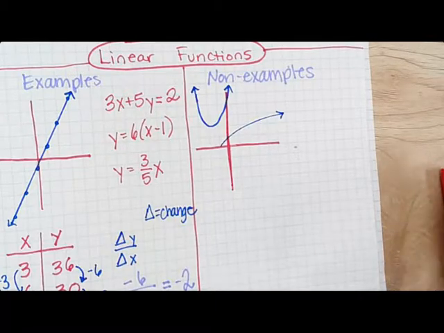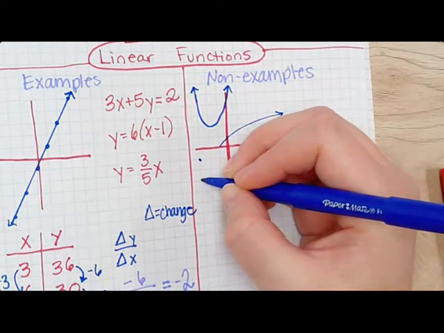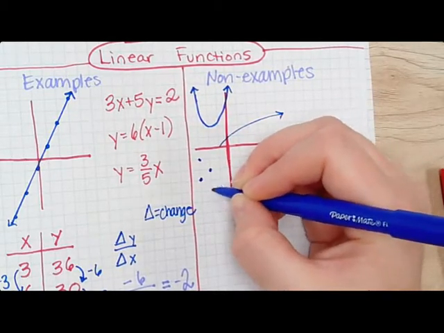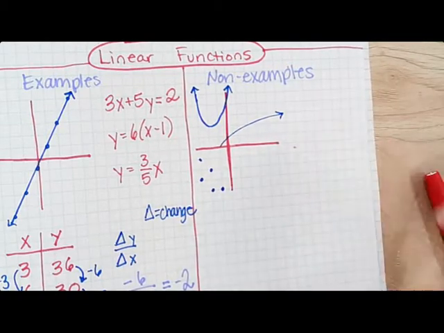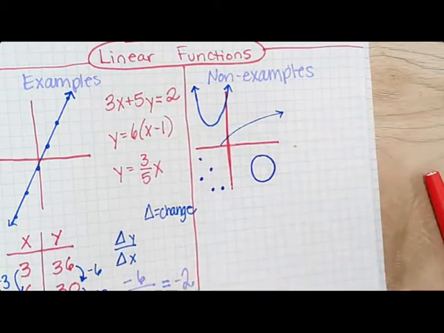A scatter plot? And then a circle, yep. Let's say like that. So that's not a function. And then let's do a little circle. So these are all non-linear.